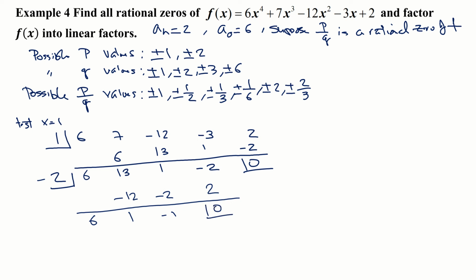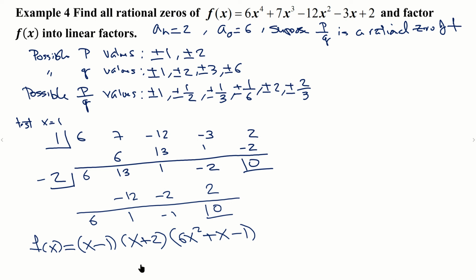Okay. So what have we accomplished so far? We have shown that f of x is x minus the first 0, 1, times x minus the second 0, so x minus negative 2. What does x minus negative 2 become? It becomes x plus 2, times this leftover quotient, right? So constant, first degree, second degree, 6x squared plus x minus 1.